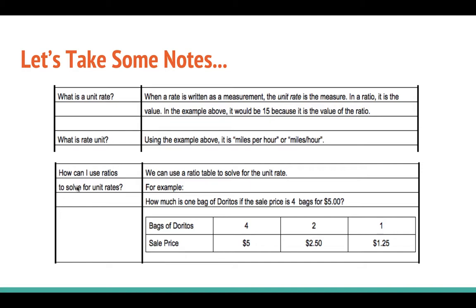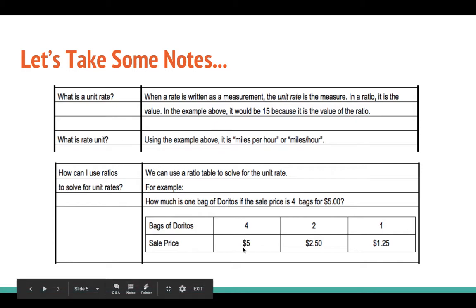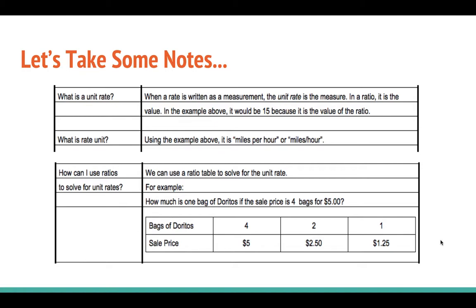How can I use ratios to solve for unit rates? We can use a ratio table to solve for the unit rate. You should all be familiar with a ratio table. It's one way we come up with an equivalent ratio. So, for example, how much is one bag of Doritos if the sale price is 4 bags for $5? We're given 4 bags for $5. 2 would be $2.50 and 1 would be $1.25. We'll talk more about how we solve for that as we go on. So pause this video again to copy these notes.